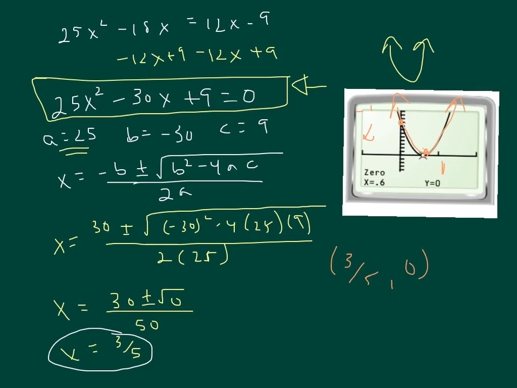Keeping in mind that when we're in standard form, the vertex is at the opposite of b all over 2a, comma some y value. And if you think about it, in the quadratic formula, this is the opposite of b. This is 2a. And when this is 0, you've got your opposite of b all over 2a. Hey, interesting how this all ties together.